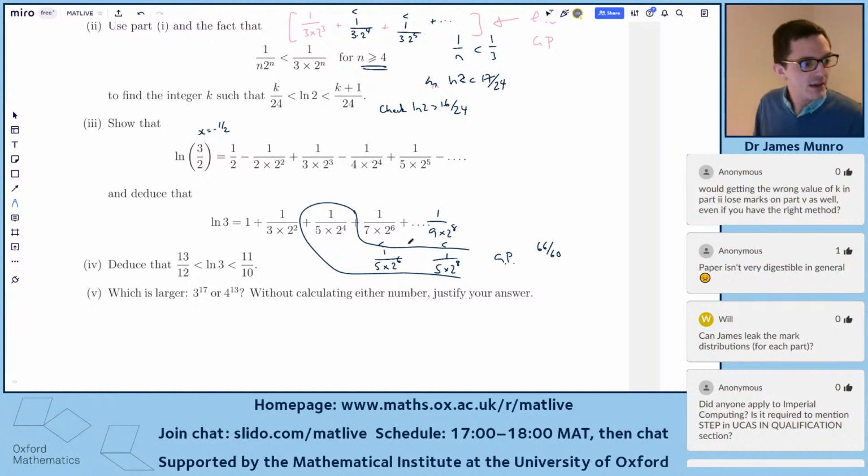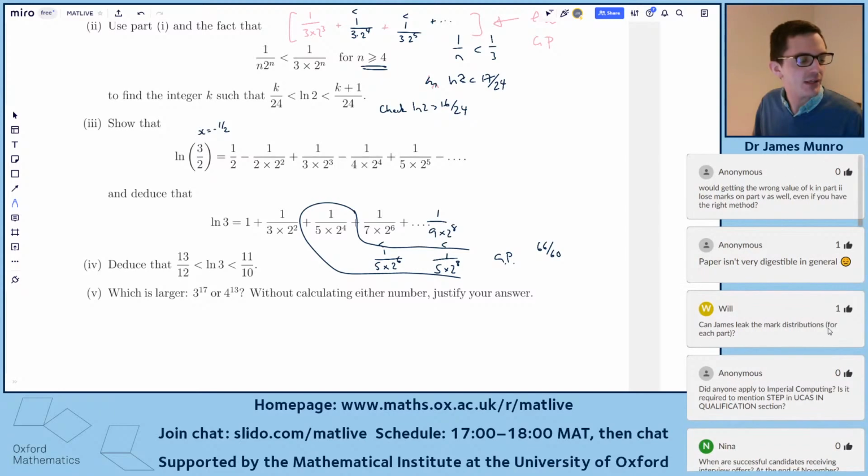That's all right. Can I leak the mark distributions? No, thank you. Getting wrong value of k in part 2. I'm not sure how much I want to go into the marking details. It's kind of what Will said about leaking the mark distribution. I think we're going to have to wait for the mark scheme for the technicalities.